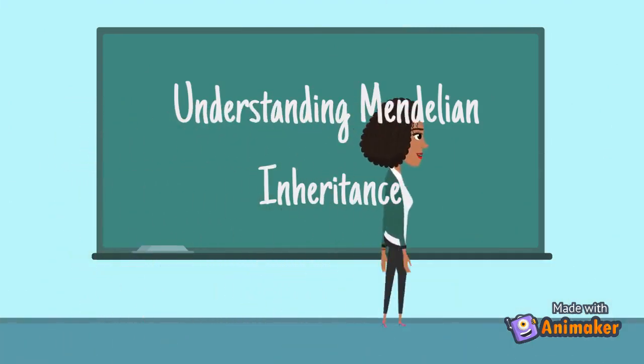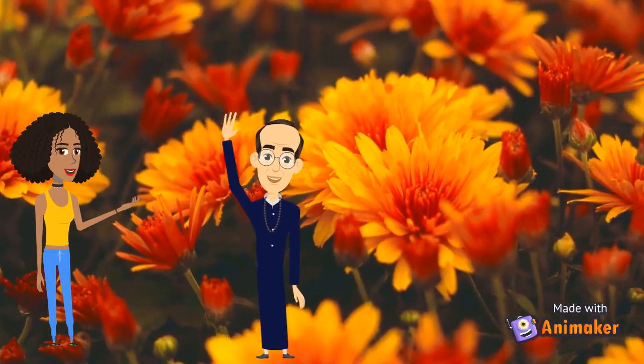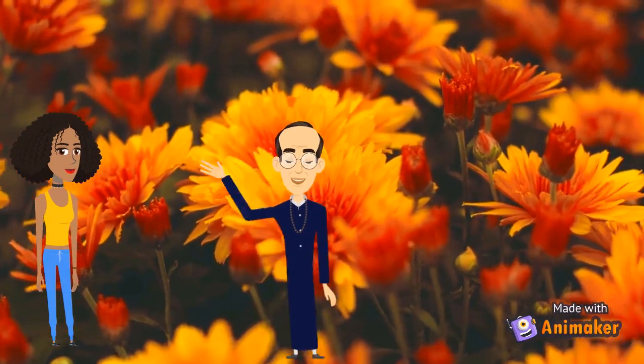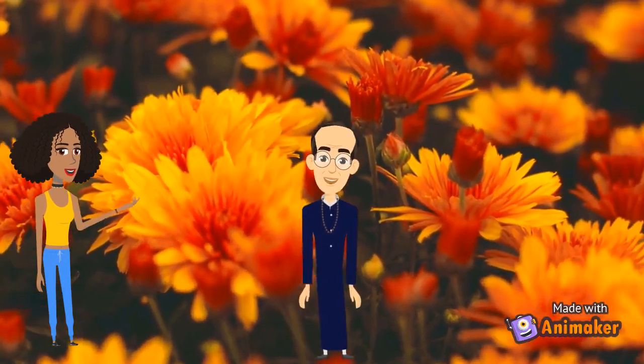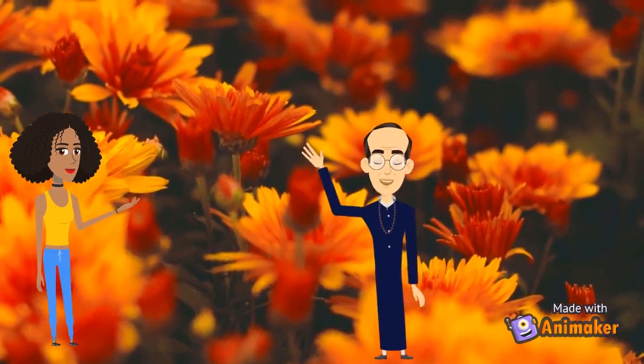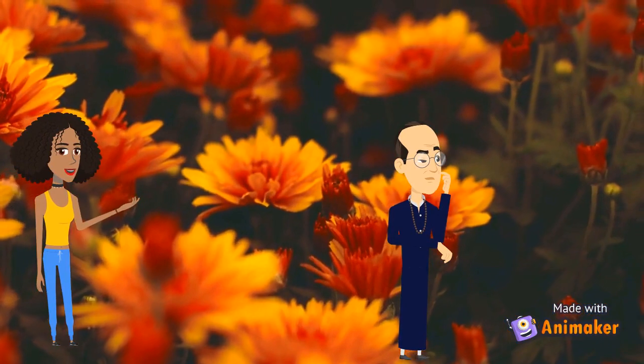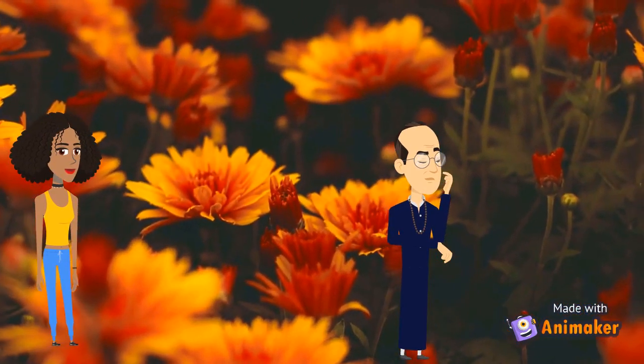Before we dive into the different types of Mendelian inheritance, let's talk about what Mendelian inheritance is. This is Gregor Mendel, an Austrian monk, also known as the father of modern genetics. And while studying pea plants in the monastery garden, he noticed that the flowers of his pea plants in the garden were purple most of the time, but every once in a while, they were white.